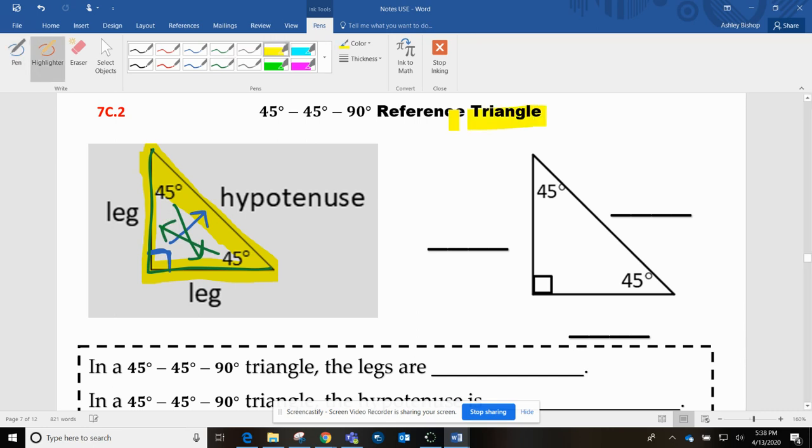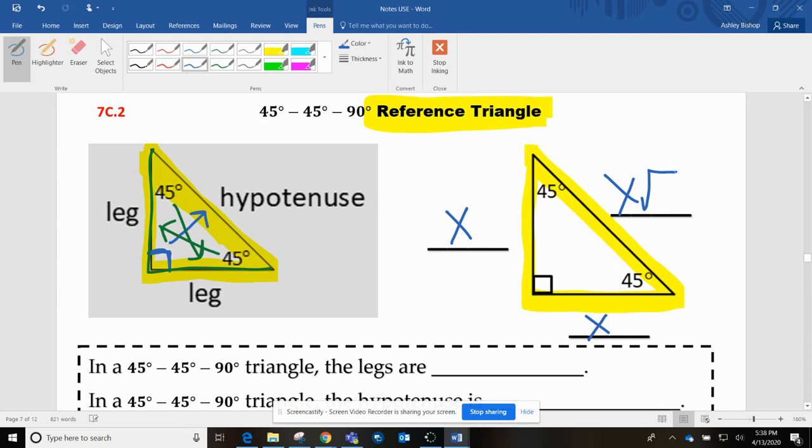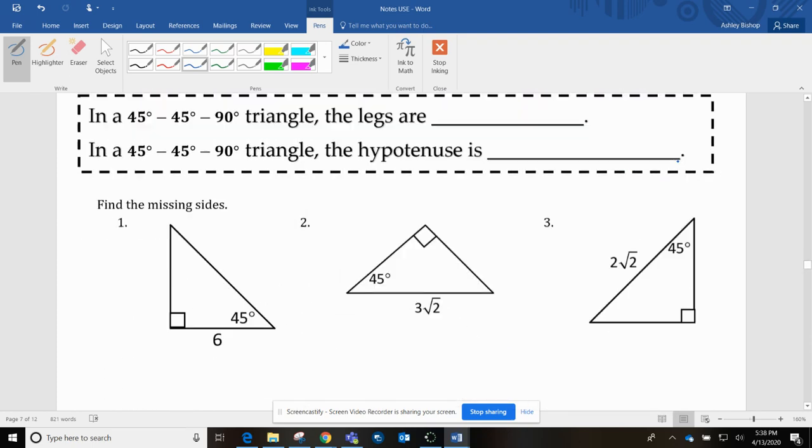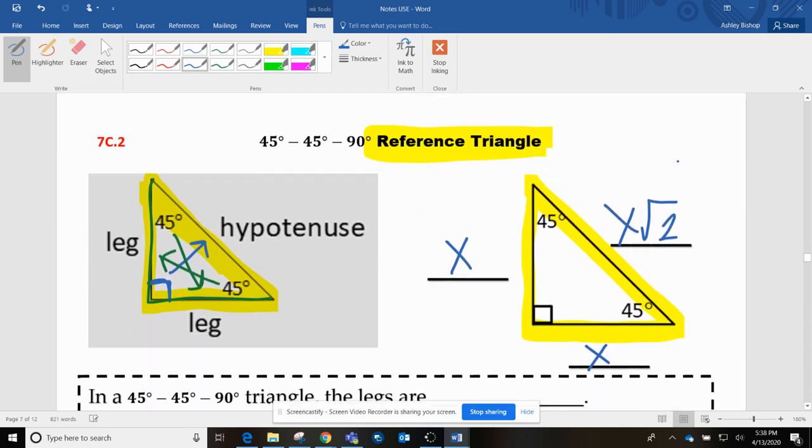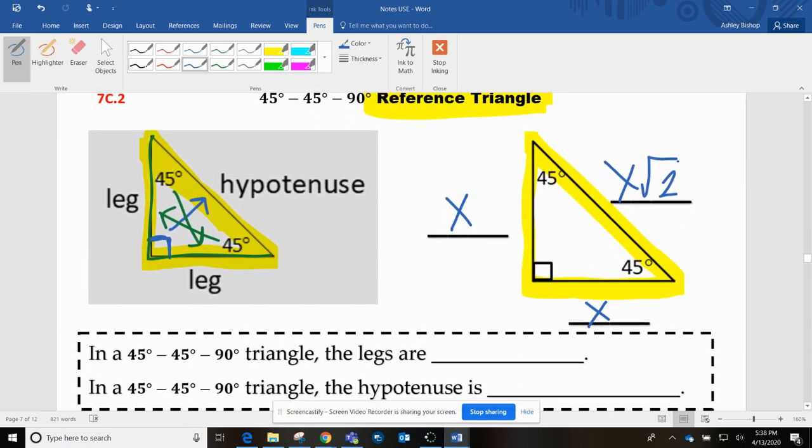So we also have our reference triangle. Our reference triangle is going to be this triangle here. I'm going to talk about it all the time. And these are the rules we're going to follow. The legs of the triangle are called X, and the hypotenuse is going to be whatever X is times the square root of 2. Right now you're thinking, huh? But I promise we're going to do some examples below and they will all come together.